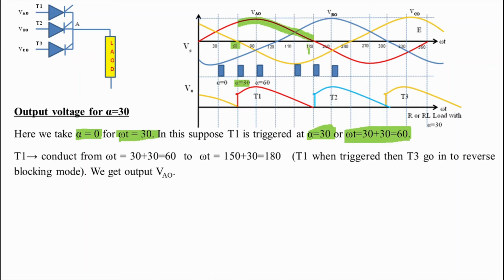And when thyristor T1 is triggered, then the already conducting T3 thyristor will go into reverse blocking mode. You can see that here the voltage across thyristor T3 becomes negative, so it is reverse biased. So here we get output voltage VA naught from 60 degree to 180 degree, because VA naught is applied to thyristor T1, and when it conducts, we get output voltage equal to VA naught.